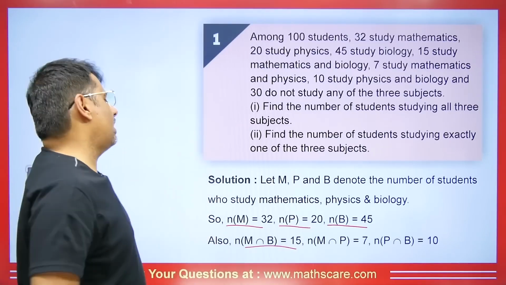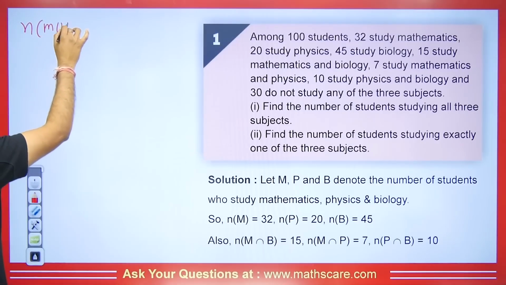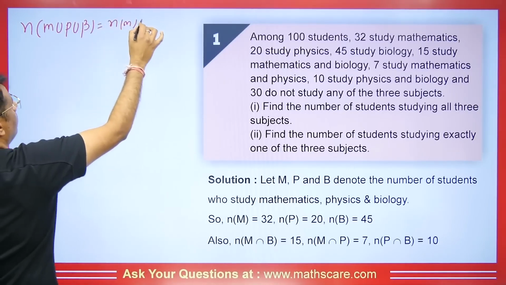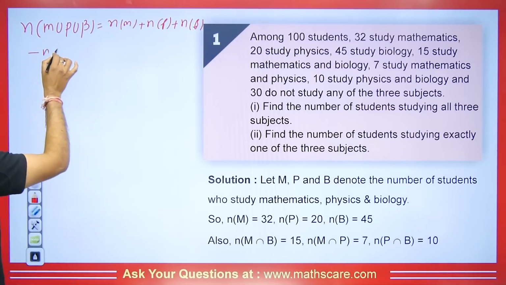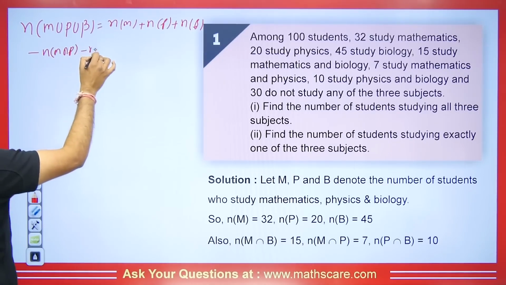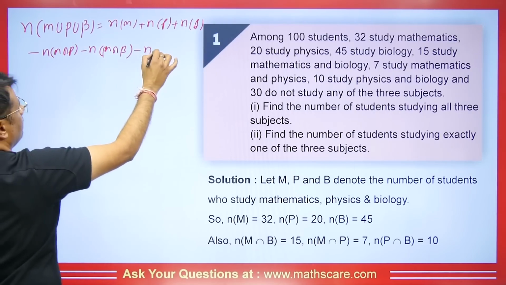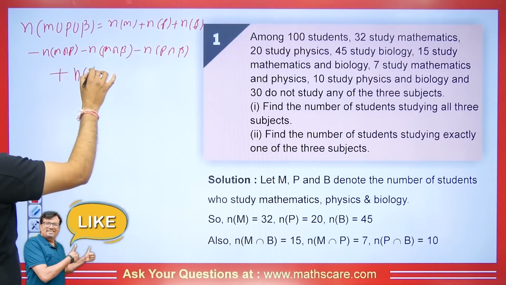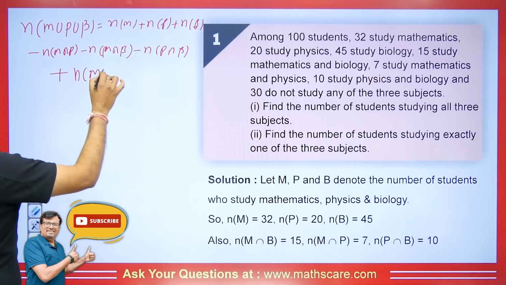So let us first identify the number of students studying all three subjects. For this, the understanding of the theorem is a must, which is n(M union P union B) is equal to n(M) plus n(P) plus n(B) minus n(M intersection P) minus n(M intersection B) minus n(P intersection B) plus the intersection of all three, that is n(M intersection P intersection B). Here the principle of inclusion and exclusion will apply.